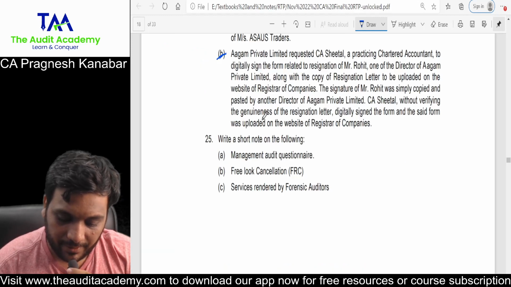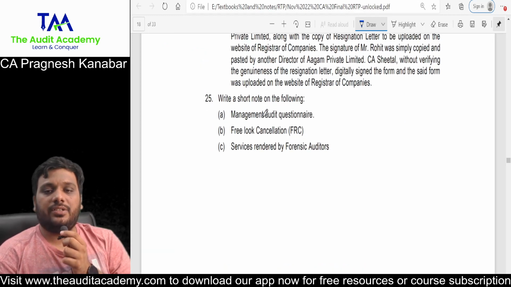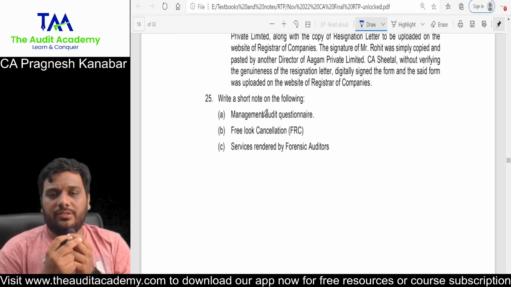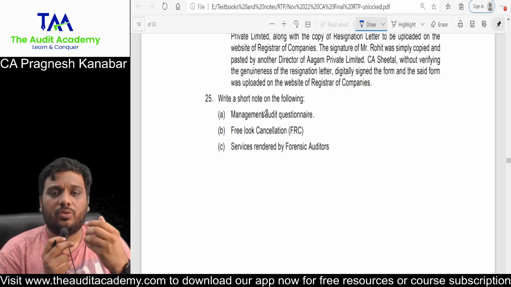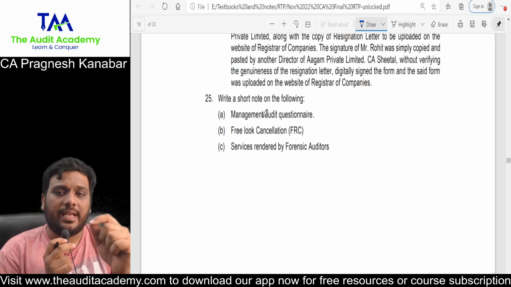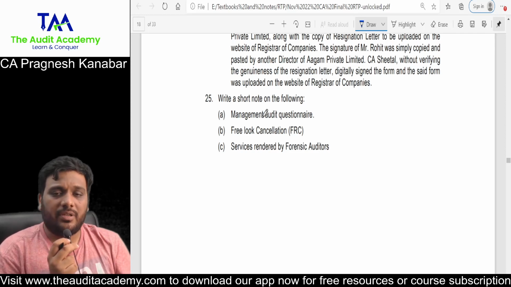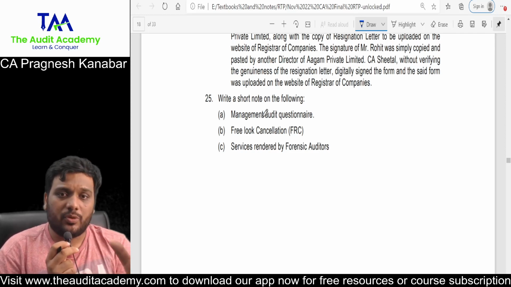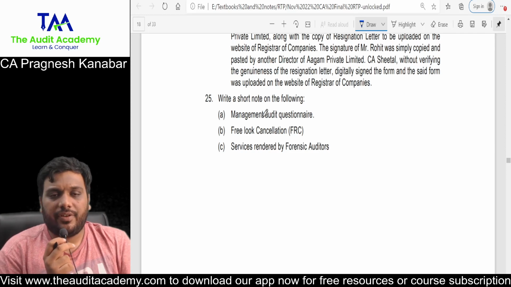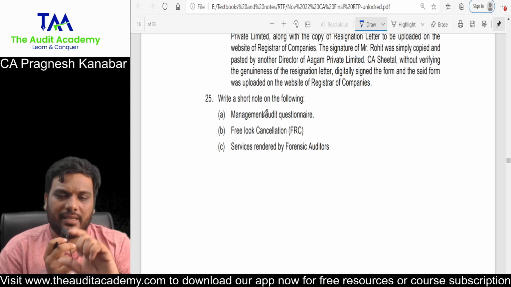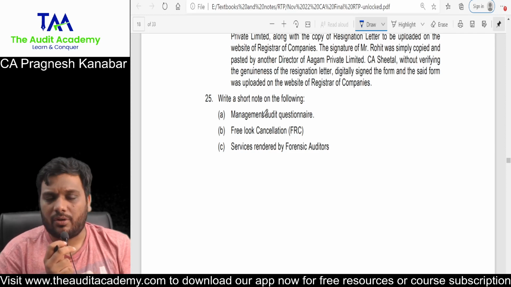Then free look cancellation. Free look cancellation is an option in life insurance policies which is given to you within 15 days of the policy. You have an option to cancel it, and free look cancellation is that option, and you will get a refund of the premium after deducting the proportionate risk premium and medical charges, if any, that have been borne by the insurance company. So that free look cancellation point has been questioned, and what you will do as an auditor over there.